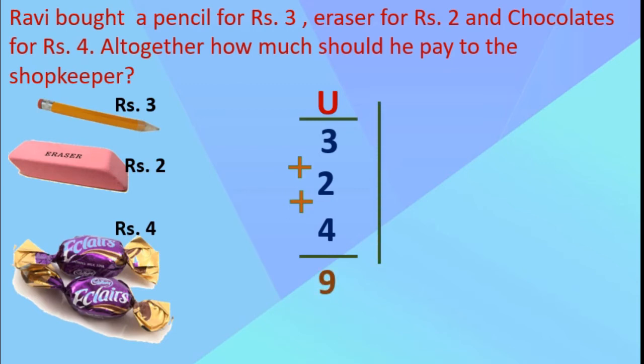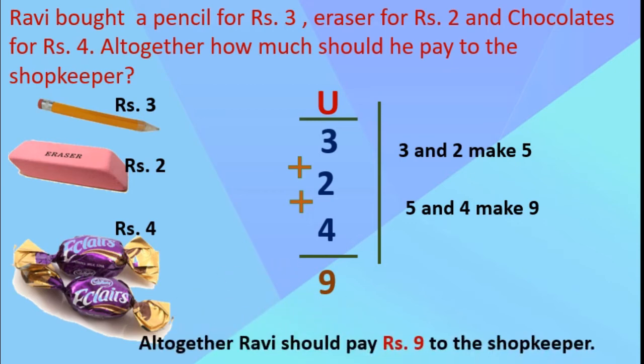Got this, children? Okay, one more method I will show you. First we will add the two numbers, that is 3 and 2, that makes 5, and then 5 plus 4 makes 9. Whichever is easy you can follow. So the answer is 9 rupees. How to write? Here: altogether Ravi should pay rupees 9 to the shopkeeper. Got this, children?